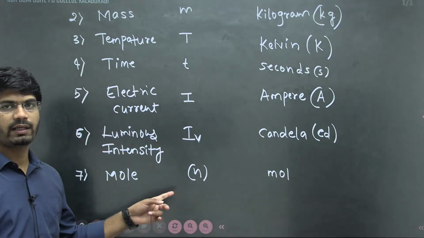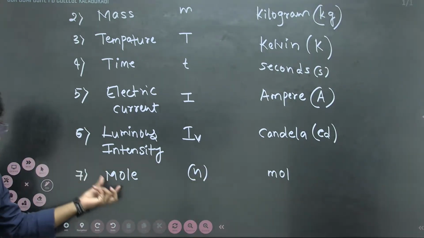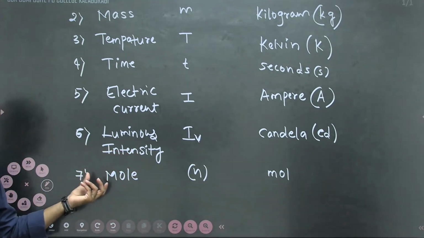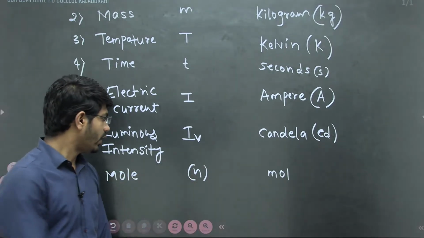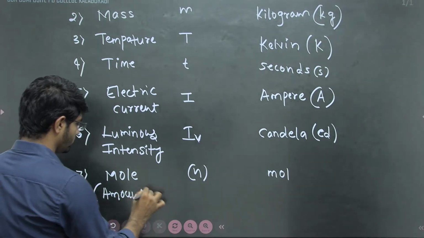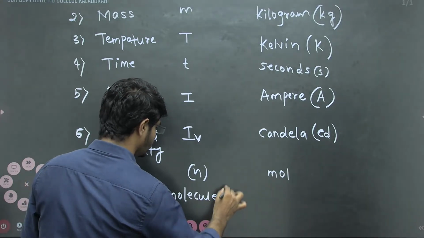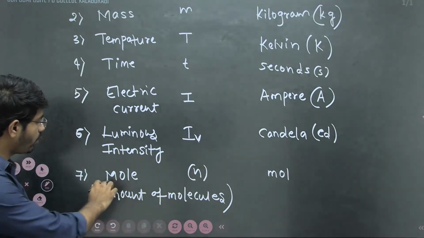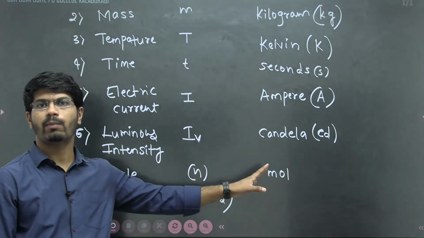Getting here? What we are writing? The SI unit for mole we have to write as mol, where its name is mole. So most of the time, they will ask what is the SI unit of mole? We can say it is the amount of molecules, which is nothing but mole. Getting? This mole's SI unit is mol. Don't write mole. You may lose your marks by writing mole, where the SI unit of mole is mol only.